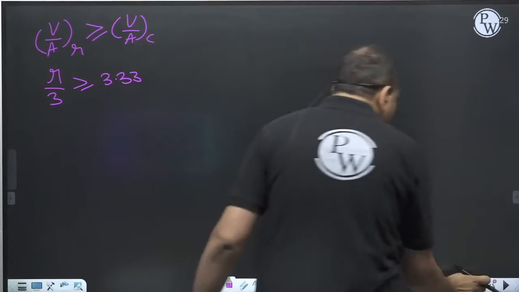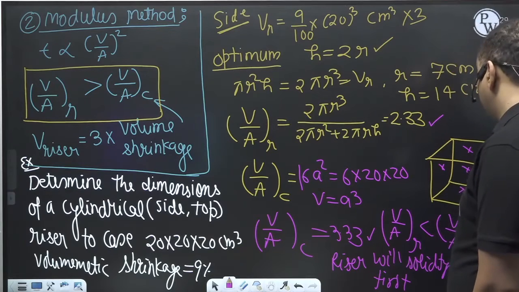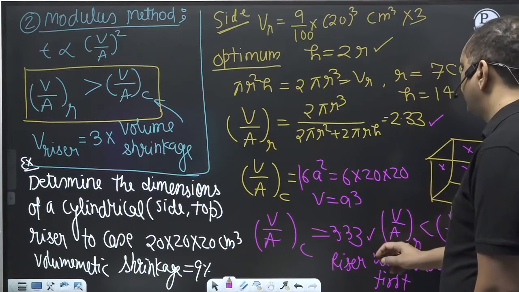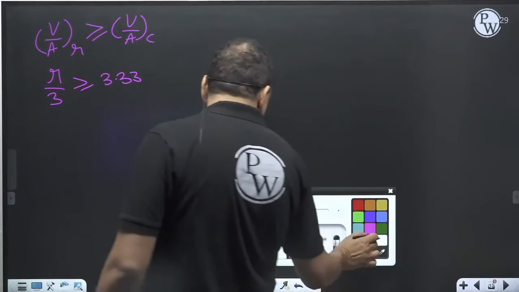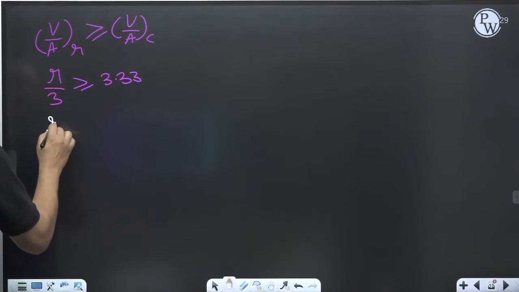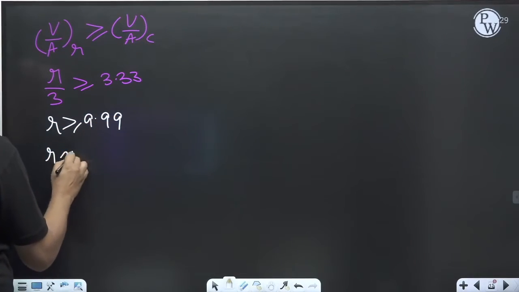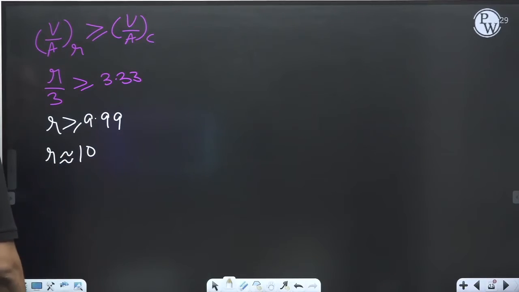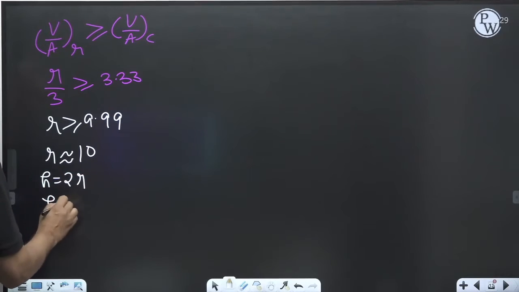Volume by surface area of casting is 3.33, correct? So, R should be greater than or equal to 9.99. So, R, let us say, is equal to 10. For side riser, H is equal to 2R. So, H will be 20.